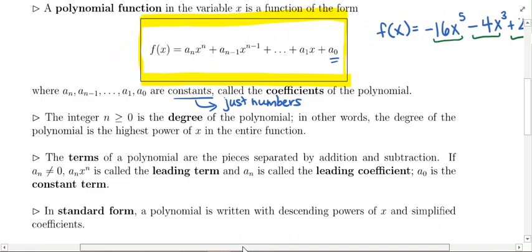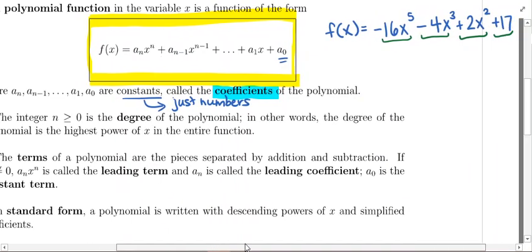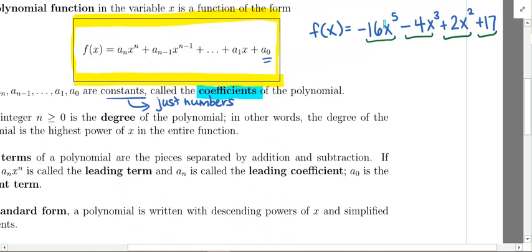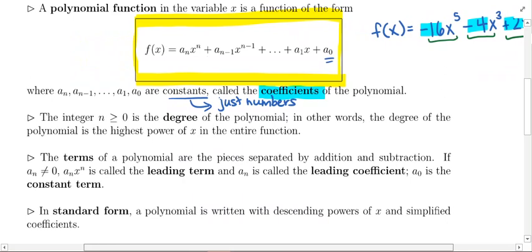All right, the first word we just encountered was coefficients. The coefficients of the polynomial are the numbers in front of the x's. So negative 16 is a coefficient, negative 4 is a coefficient, positive 2 is a coefficient, and actually 17 is considered a coefficient. So it's just all the numbers. All right, next, degree.